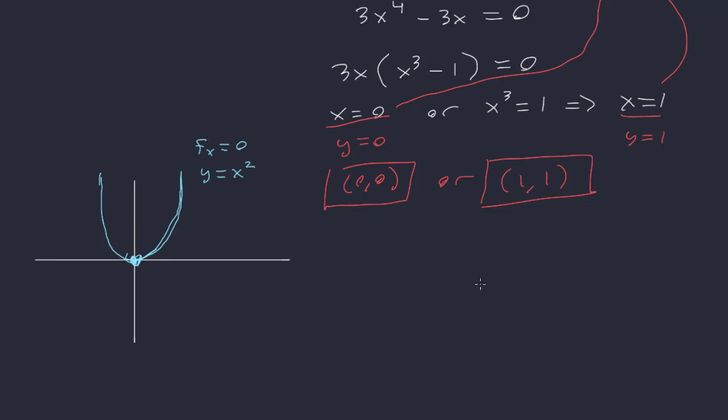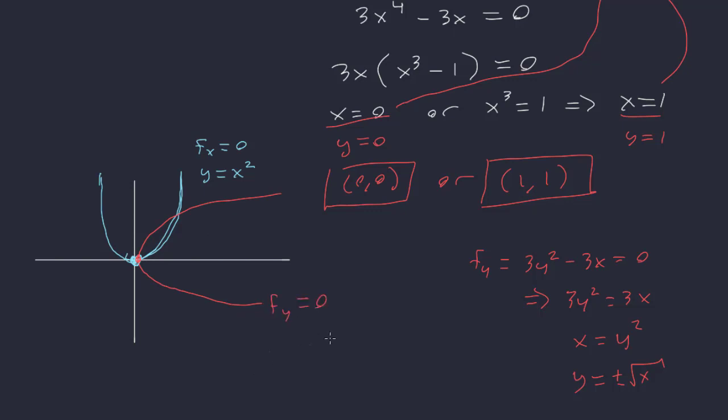Now, if we were to solve f sub y equals 0 first, we have 3y squared minus 3x equal to 0. We'll get 3y squared is equal to 3x, so x is equal to y squared. You can either remember that that's a sideways parabola or solve it to get that y is equal to plus or minus the square root of x. So this is where f sub y is equal to 0, along the sideways parabola x equals y squared.